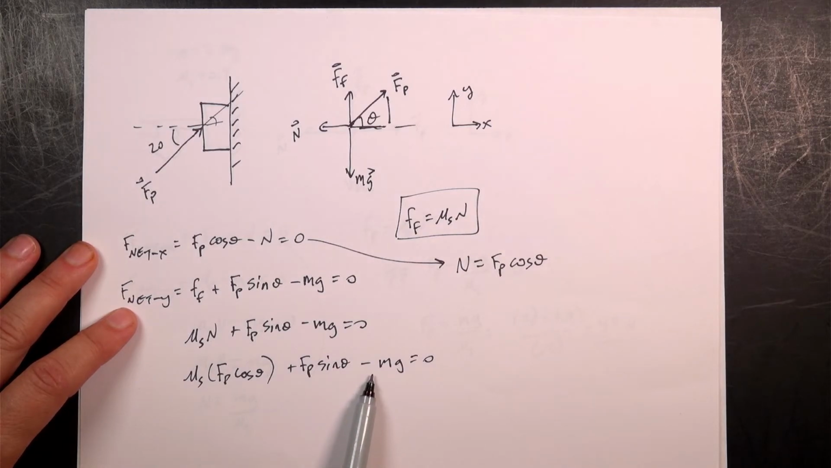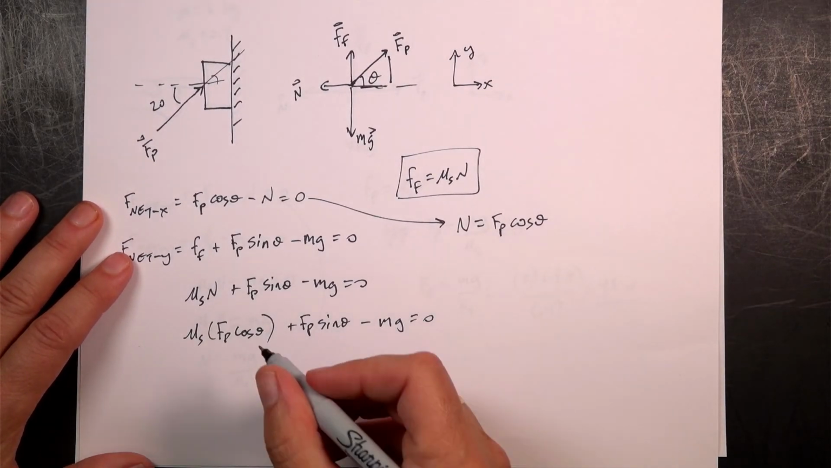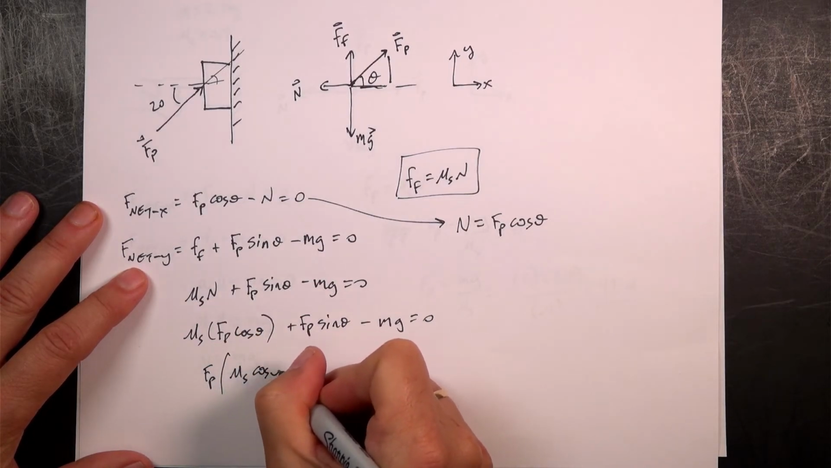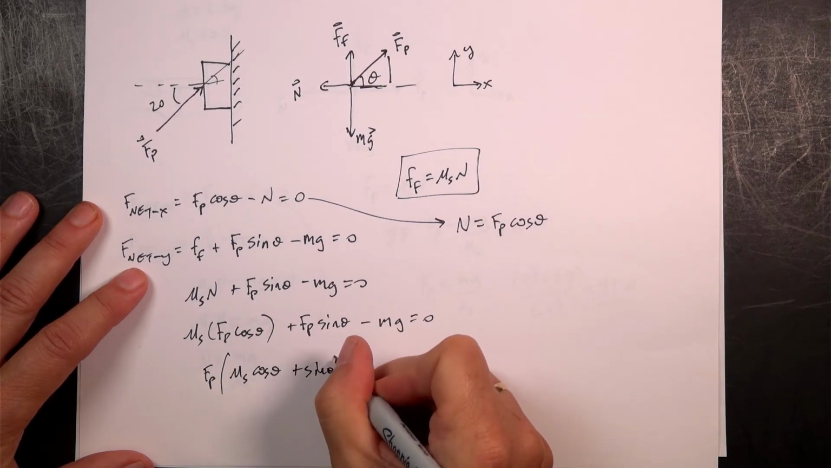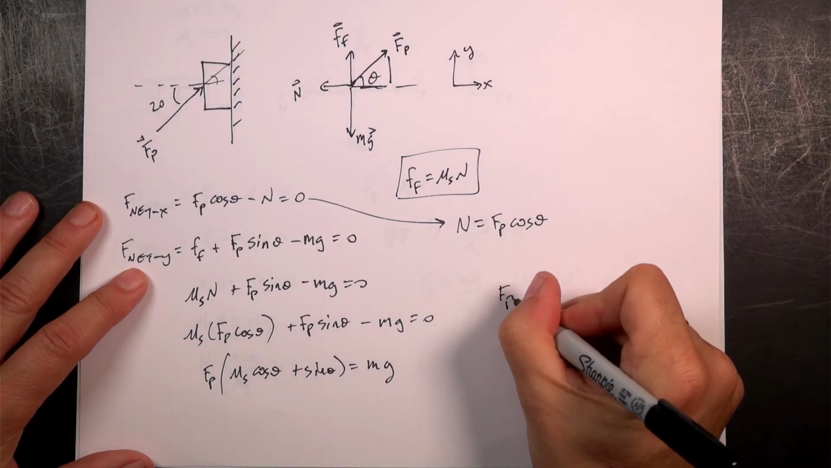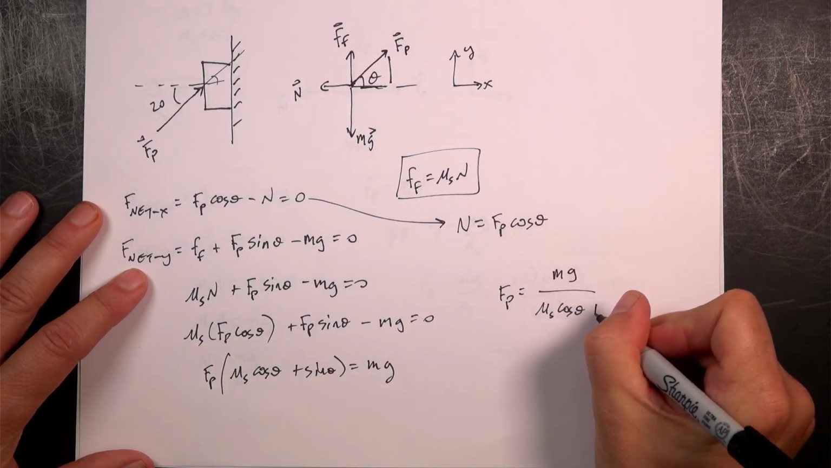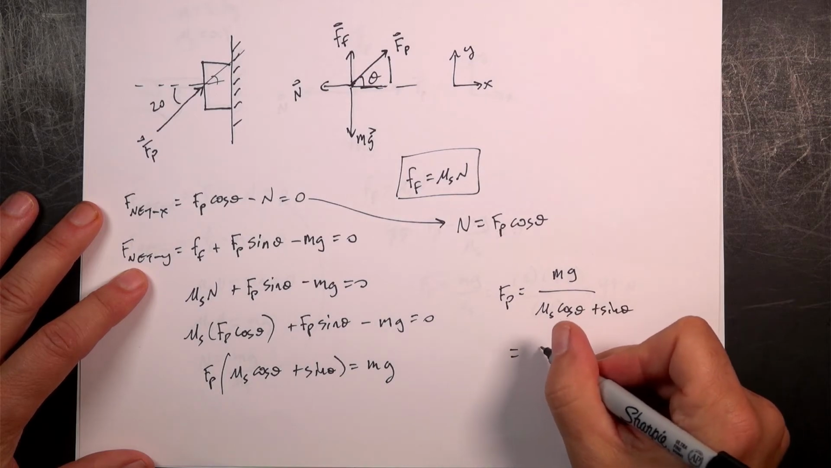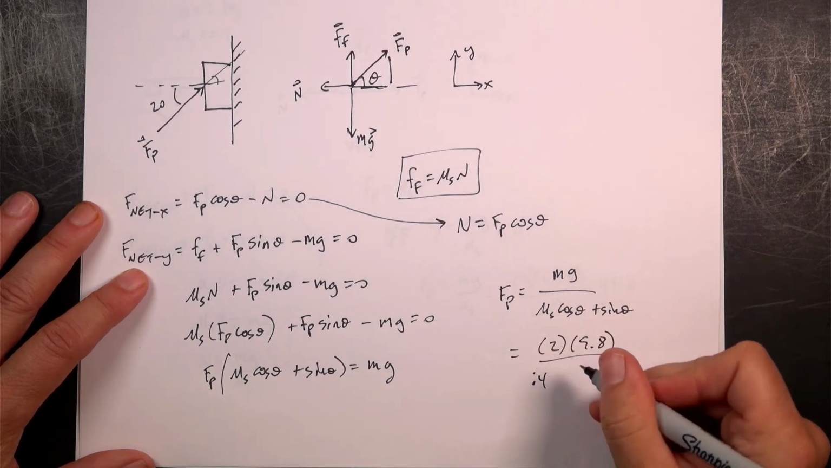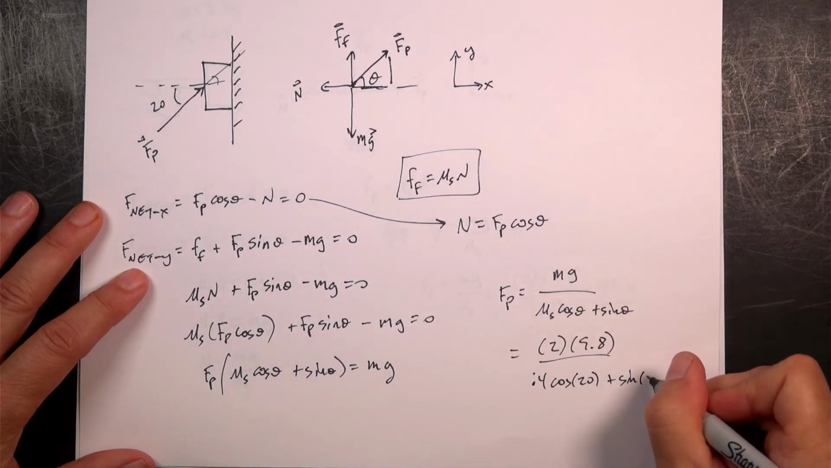I can add mg to both sides and factor out the Fp. So I'm going to do both those in one fell swoop. So I get Fp times mu s cosine theta plus sine theta equals mg. Now I can divide both sides by this. Fp equals mg divided by mu s cosine theta plus sine theta. And let's put in our values. I have mass of 2, g is 9.8, mu is 0.4, cosine of 20 plus sine of 20.